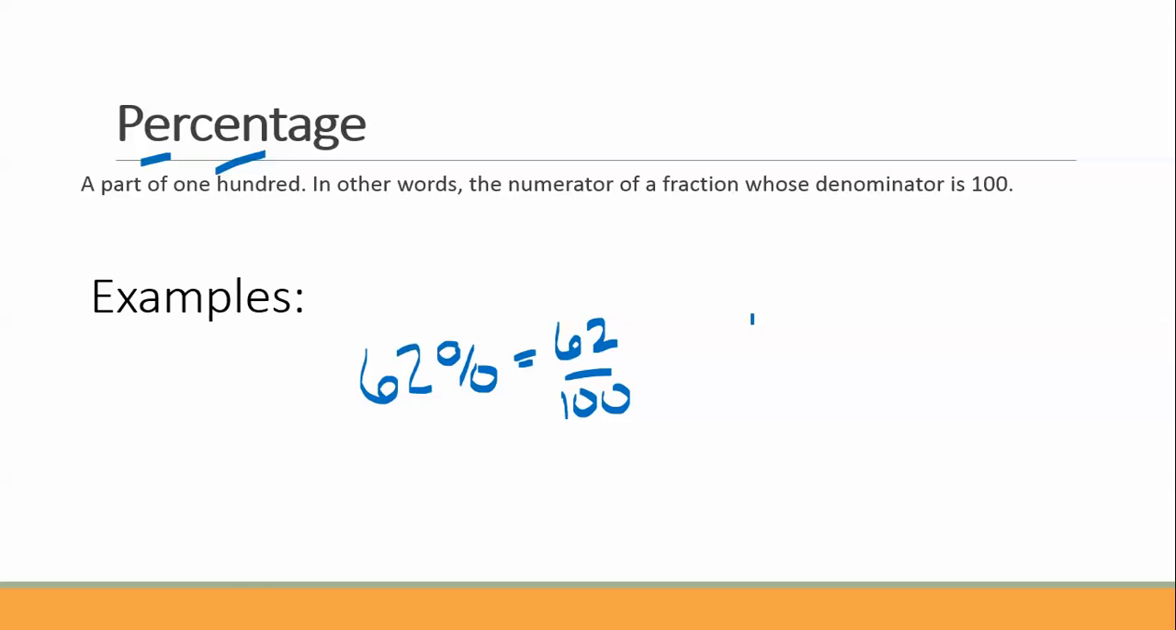Another percentage could be 456%. A percent doesn't have to be two numbers. It could be more than two numbers. It could also be a smaller percentage, 0.025%. Those are all percentages.